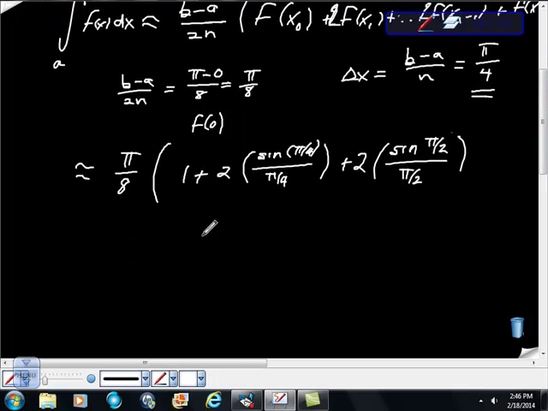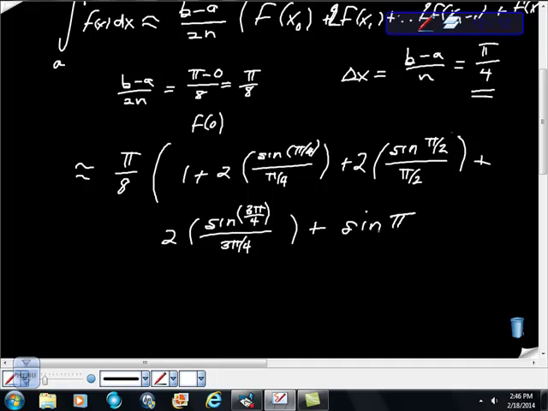So the next one is plus, and that's this 2 again, sine of 3 pi fourths over 3 pi fourths, plus sine of 4 pi fourths, which is just pi, over pi. Isn't that right?